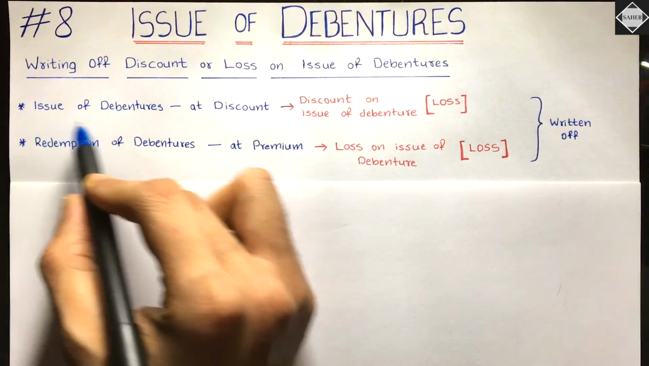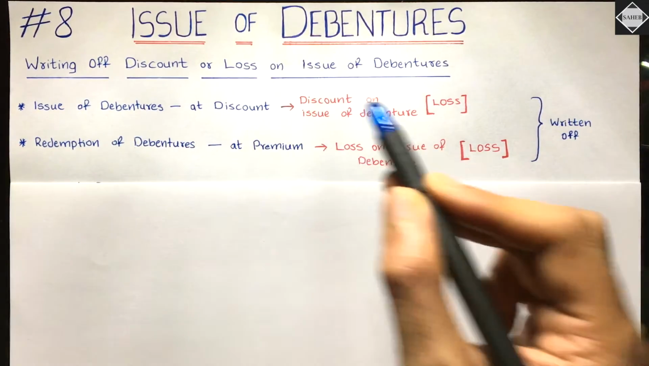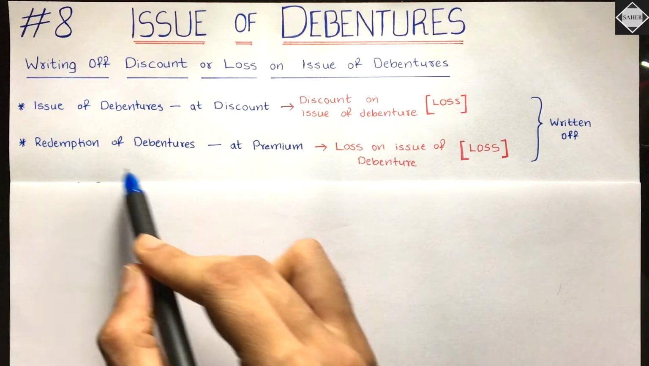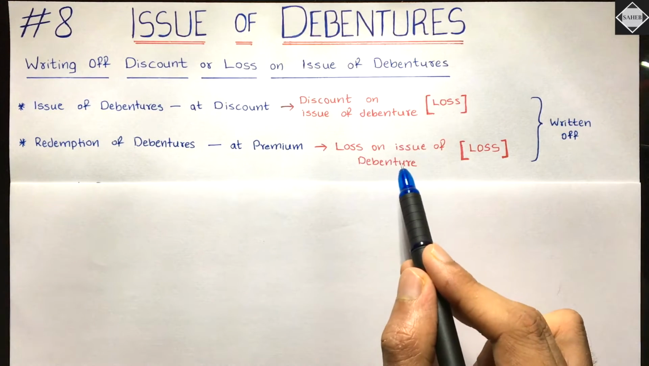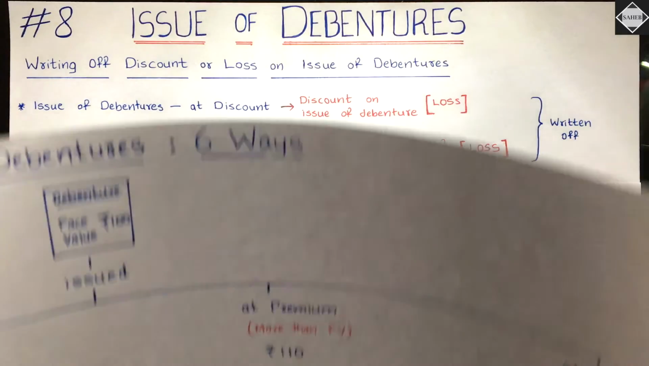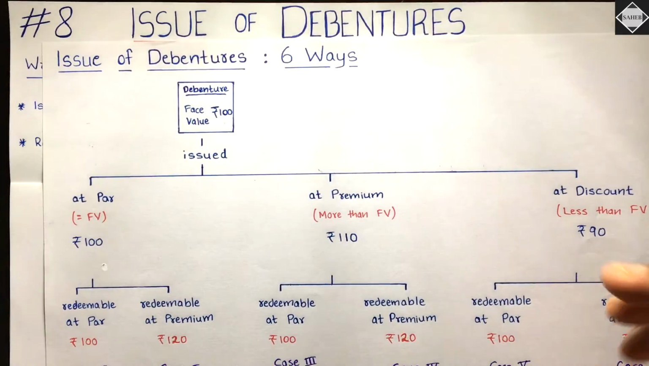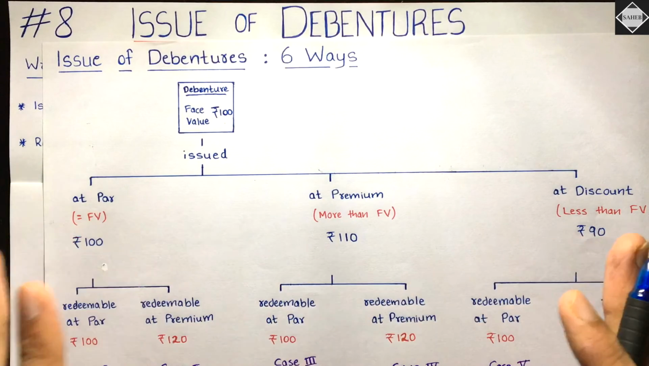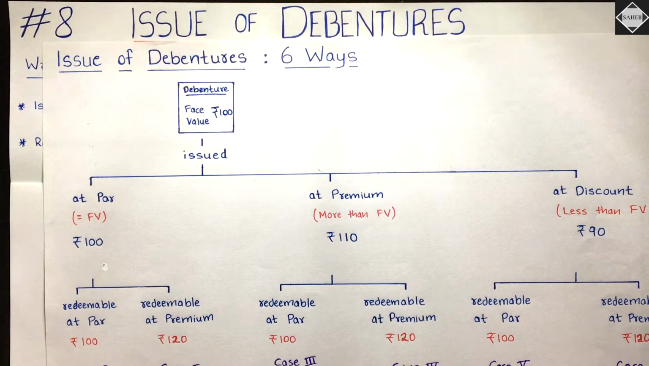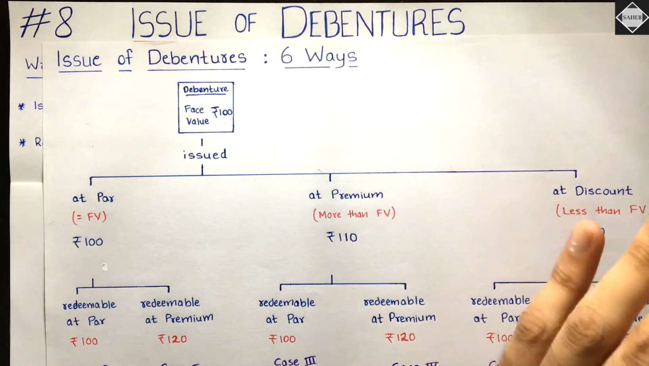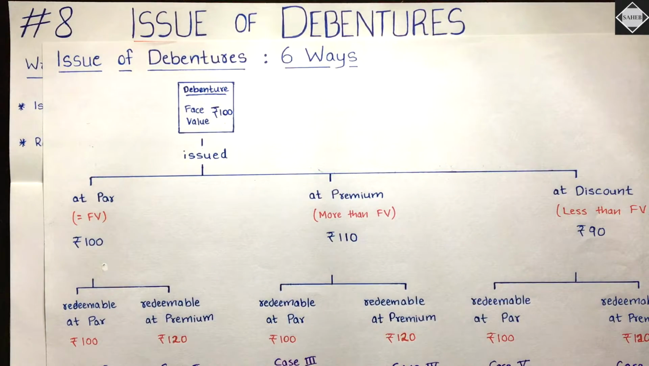So if the debentures are issued at a discount, then we'll have discount on issue of debenture. If we are going to redeem at a premium, then we'll have loss on issue of debenture. I told you in the first video itself that we'll have 6 different ways in which we can issue debentures. In the beginning I covered everything. I didn't separate the simple issue and then consider the terms of redemption. No, I combined everything in the first video.